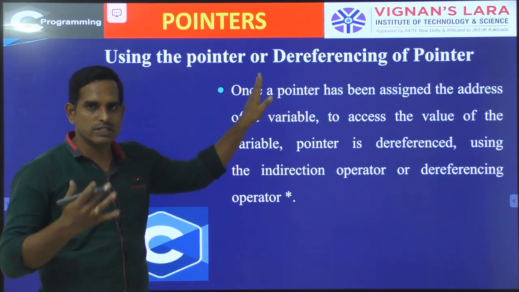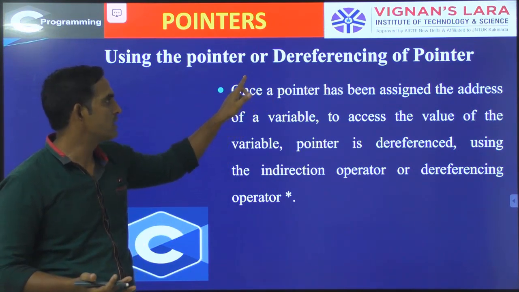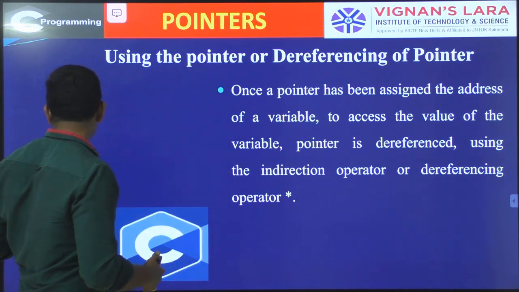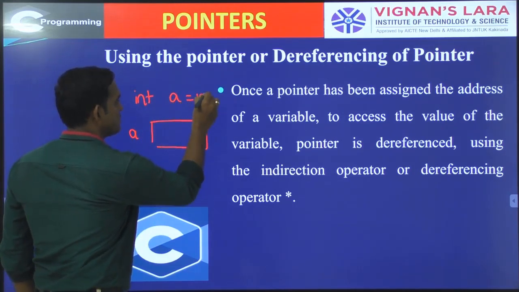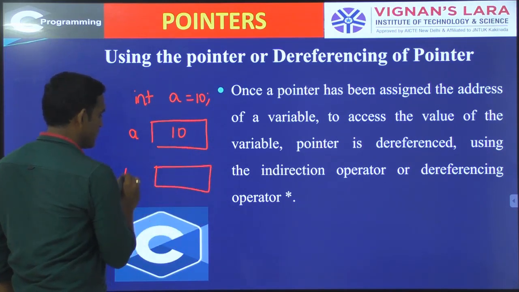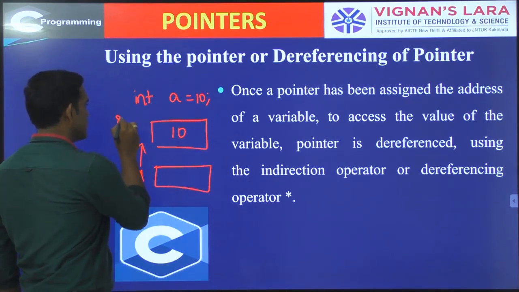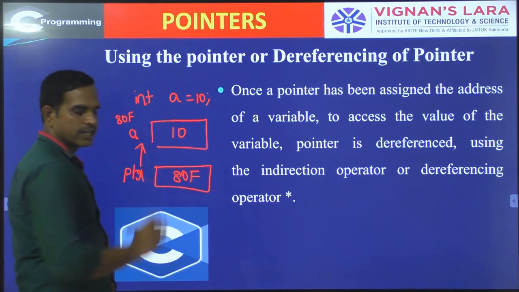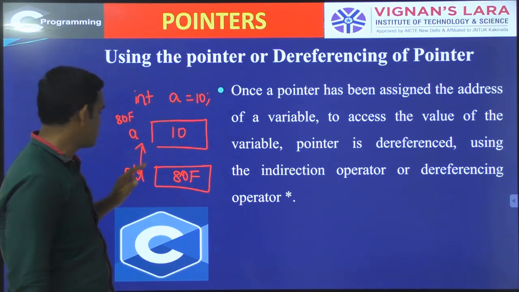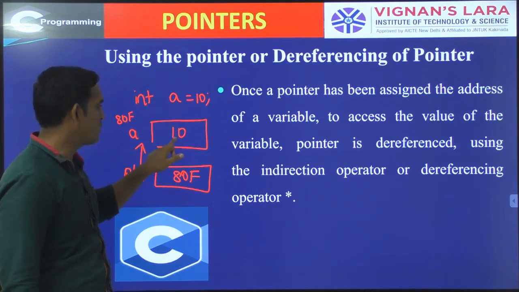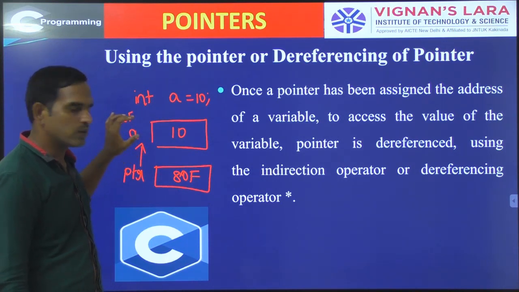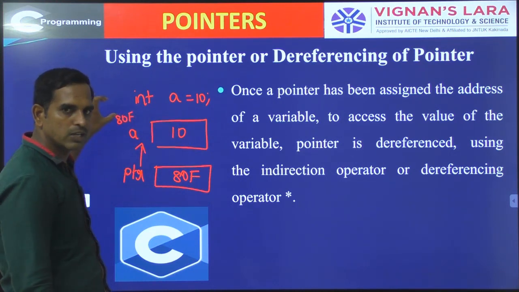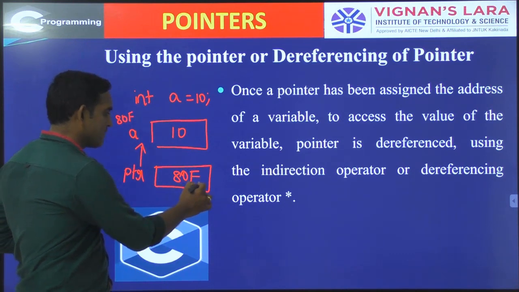Next, using the pointer, that is, once after assigning the addresses, how to use the pointer, or dereferencing of your pointer. So if you are having your general variable A, that is, you have given A is equals to 10, and if you are having the pointer which is pointing to this variable, let's take the memory address as 80F. So the 80F will be present here. As I told you already, you can print the value of this variable, 10, by using A, or you can print the 10 value by using 80F, that is the address. You can print the particular value by using A, or you can print the same value by using the address. By using the address, I mean you are having the address in the pointer.